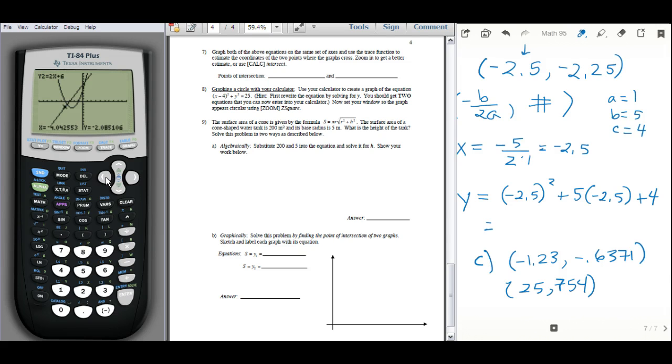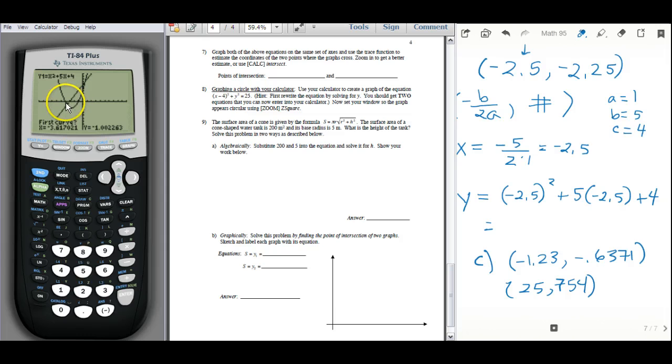So, sorry about that. Let's try to use the intersect option, second, calc. Intersect is number 5, to find where these two things intersect. Unlike minimum or zero, you don't have to give it an interval where to look in this case. You just want to try to be right on top of the intersection.